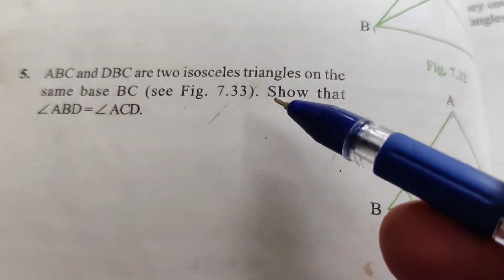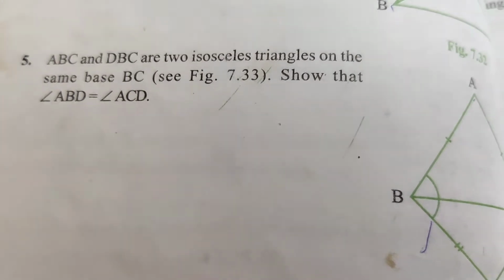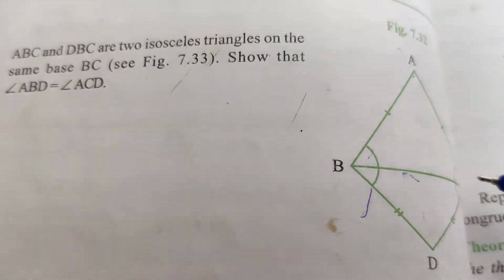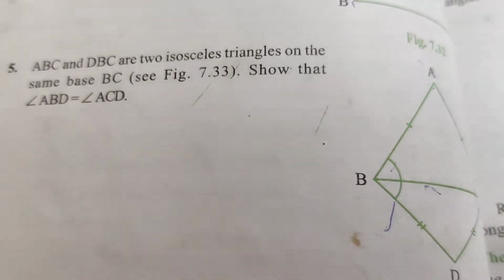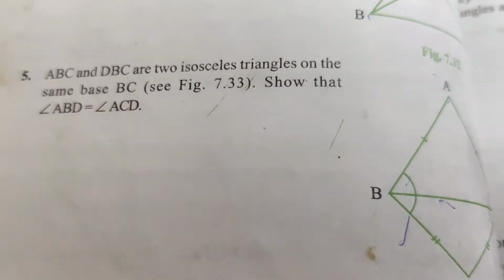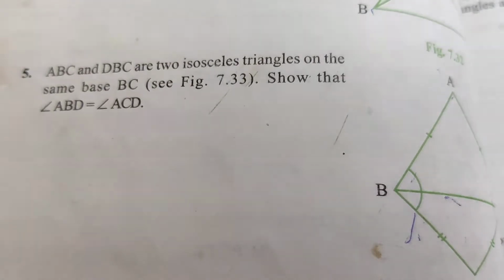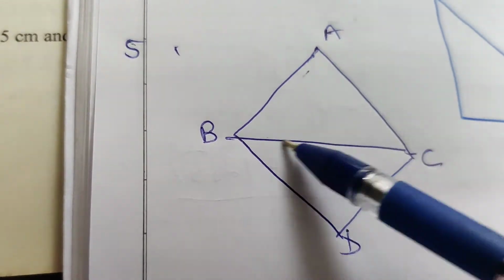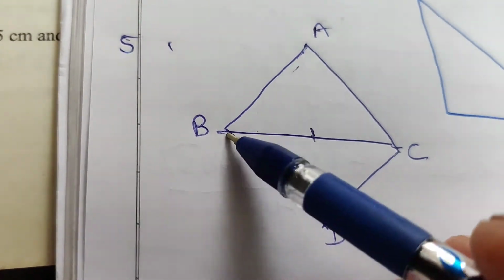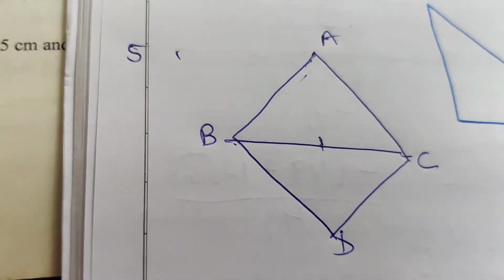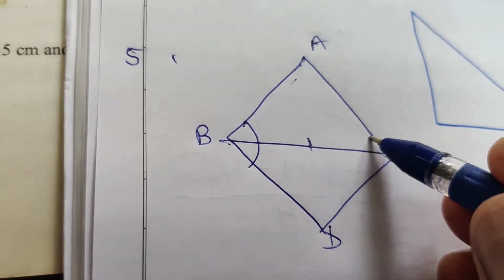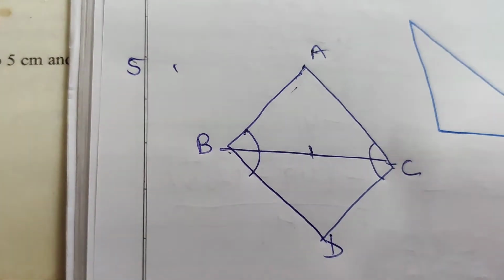ABC and DBC are two isosceles triangles on the same base BC. Show that angle ABD equal to angle ACD. This is triangle ABC on the same base BC and BDC on the same base. We have to prove that angle ABD equal to angle ACD.